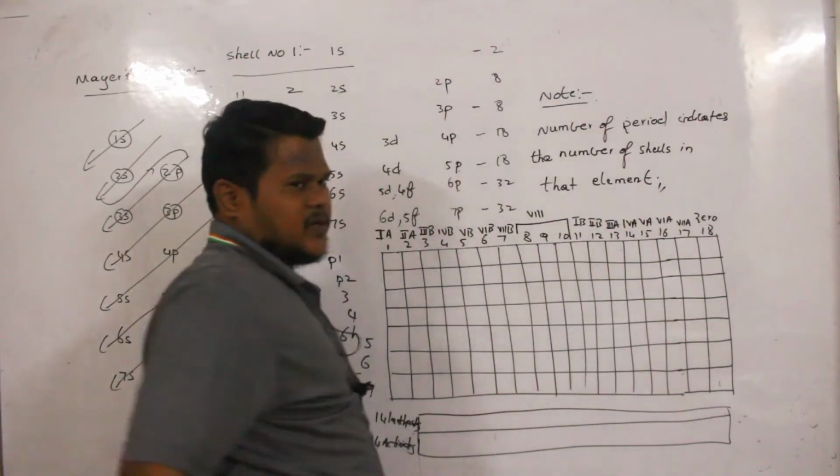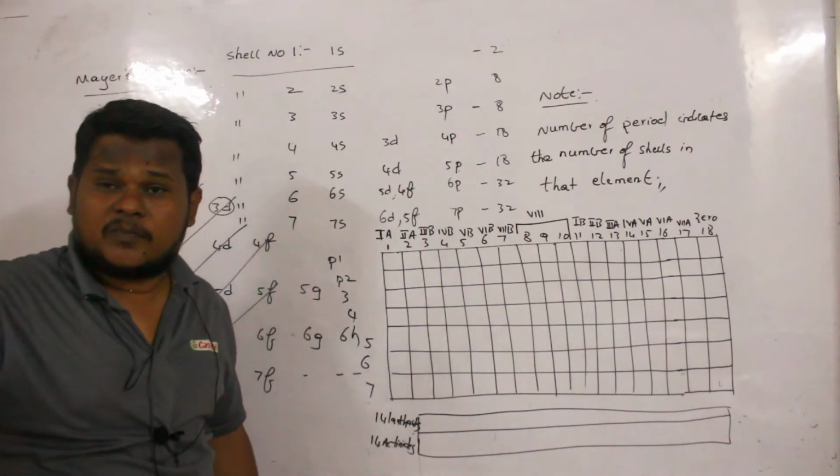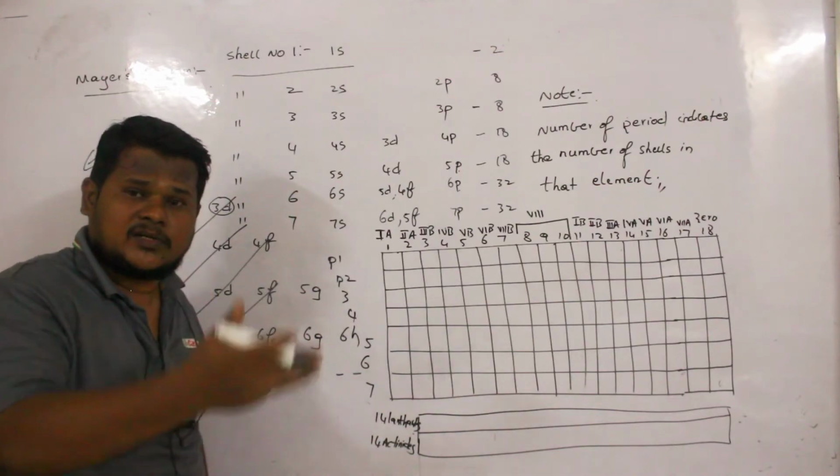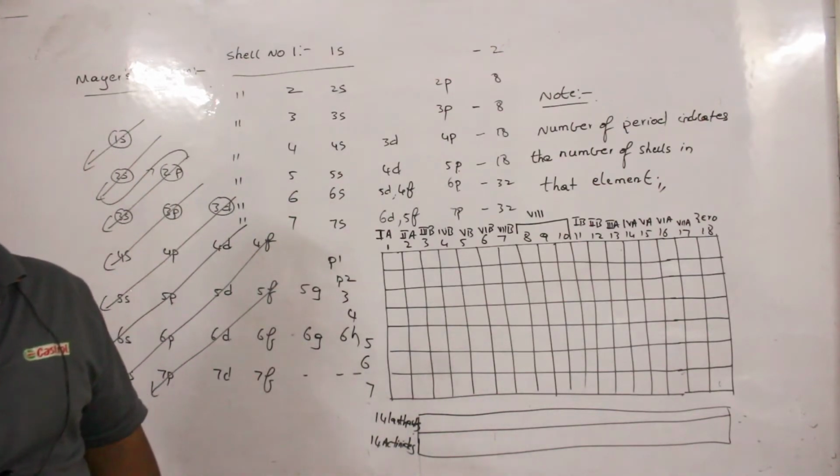This is a very important point. It means if the period number is increasing, the number of shells present in that element is also increasing. Is it clear? Does everyone understand?